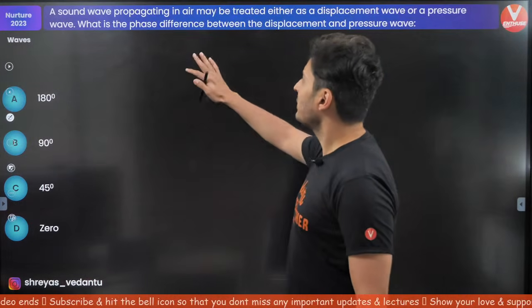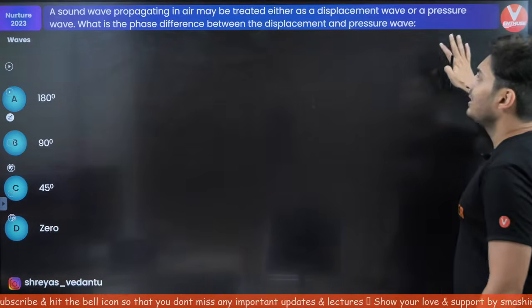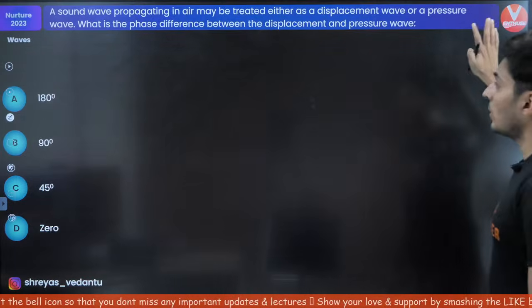A sound wave is propagating in air. It may be treated either as a displacement wave or as a pressure wave.